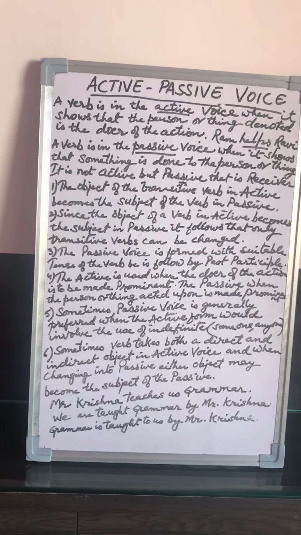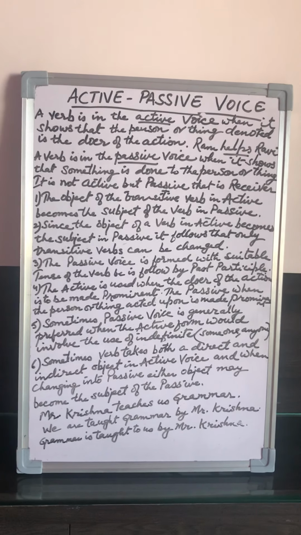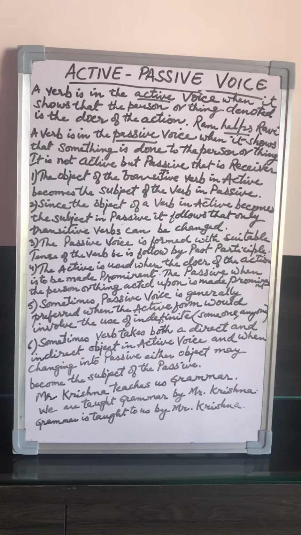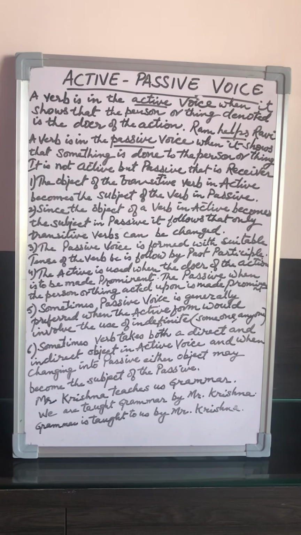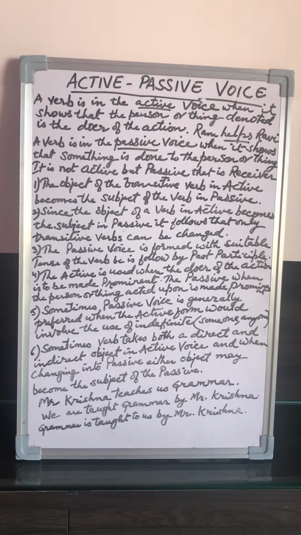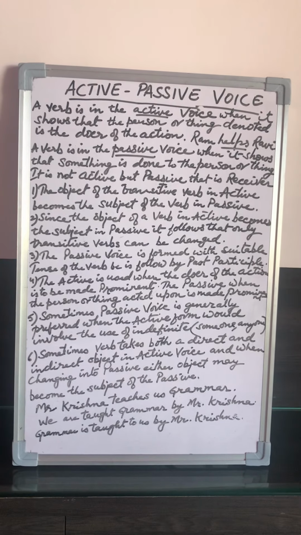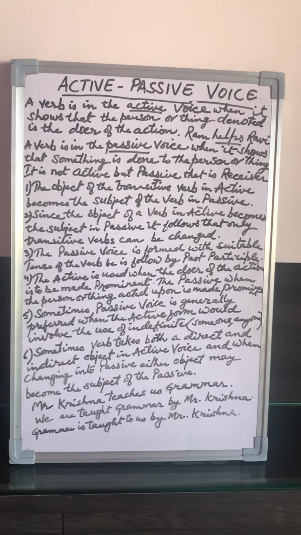A verb is in the active voice when it shows that the person or thing denoted by the subject does something, or in other words, he is the doer of the action. The active voice is so called because the person denoted by the subject does the action, or he is the doer of the action.